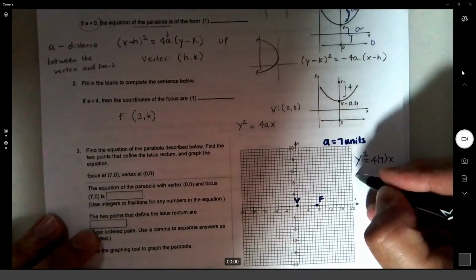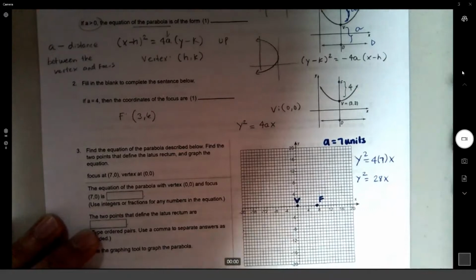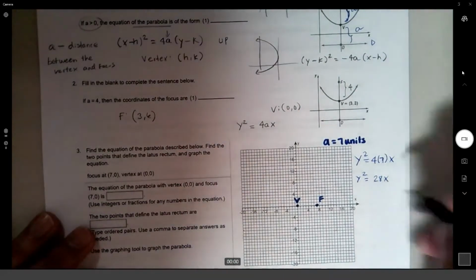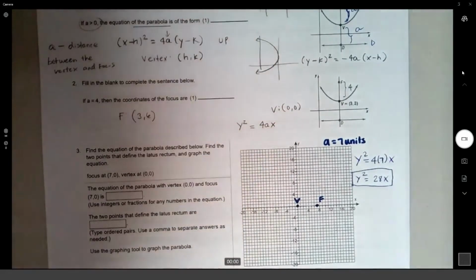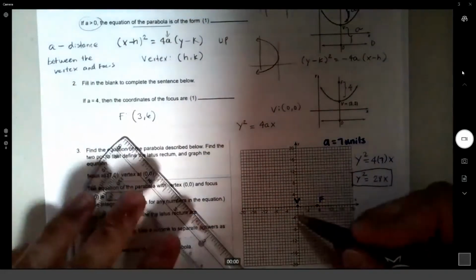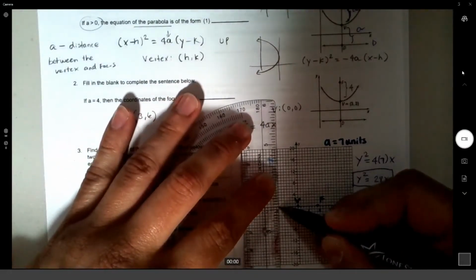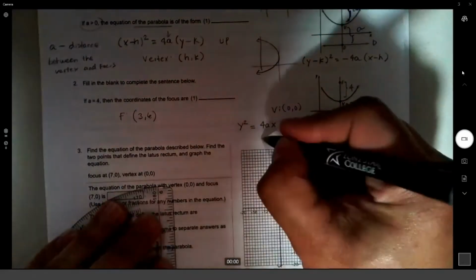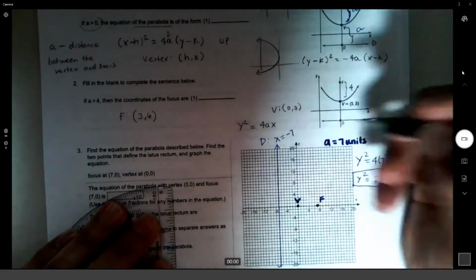So y squared is equal to 28x. This is the equation of the parabola. The directrix will be also, in this case, 7 units to the left of the vertex. So here is the directrix, and the directrix has equation x is equal to -7.